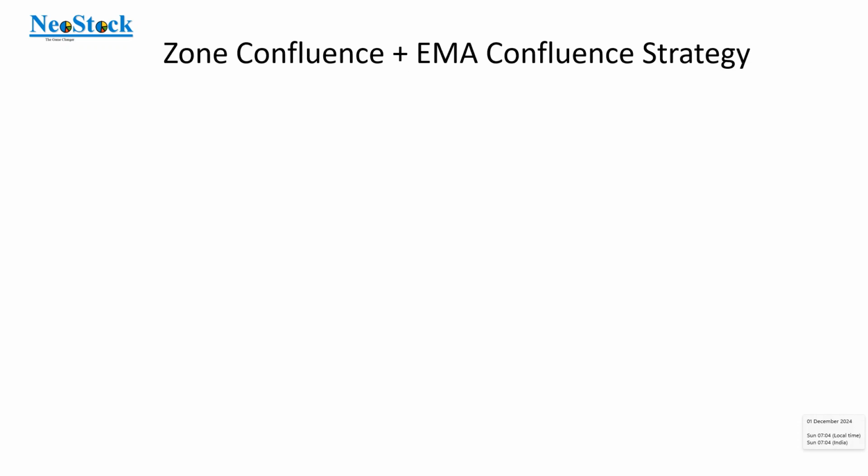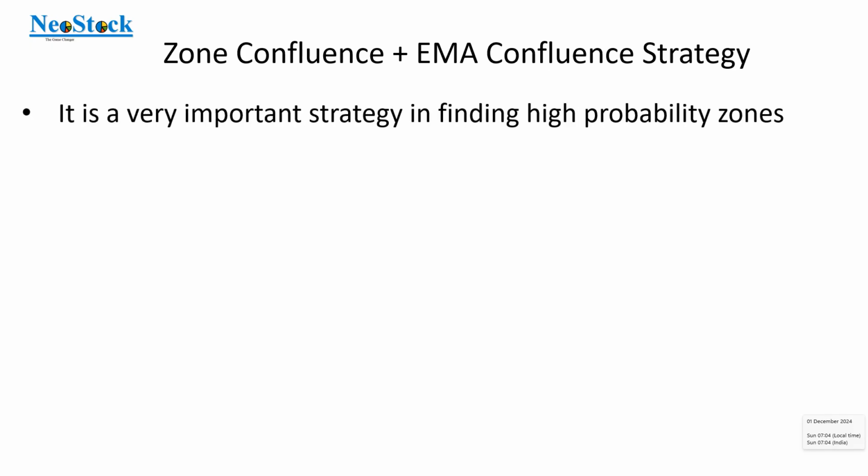So what is this zone confluence with the EMA confluence strategy? First, you must understand it is a very important strategy in finding high probability zones. Please don't mistake here. It is not a high liquidity zone. I am saying high probability zone. What is high probability zone? The chances of getting success is much better.